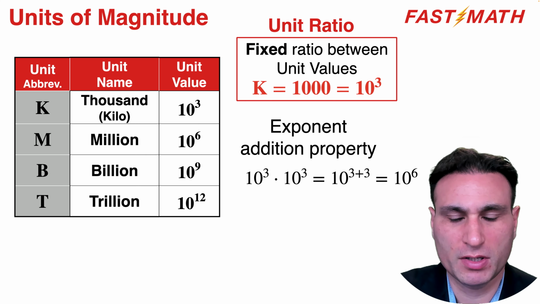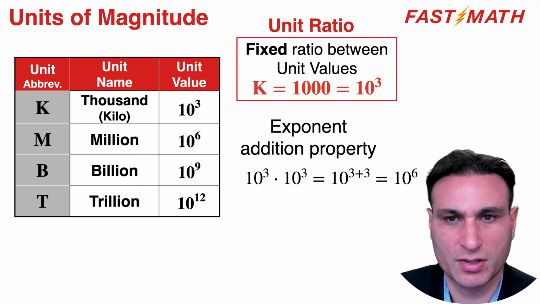That is, when you multiply numbers with the same base, you can add the exponents. These are both base 10, so we can add these exponents. 3 plus 3 equals 6. So 10 to the third times 10 to the third equals 10 to the sixth.